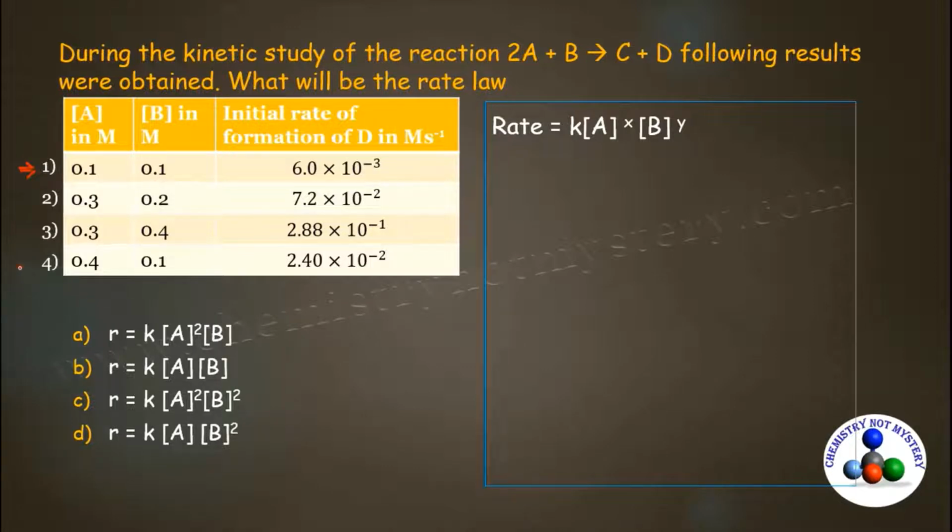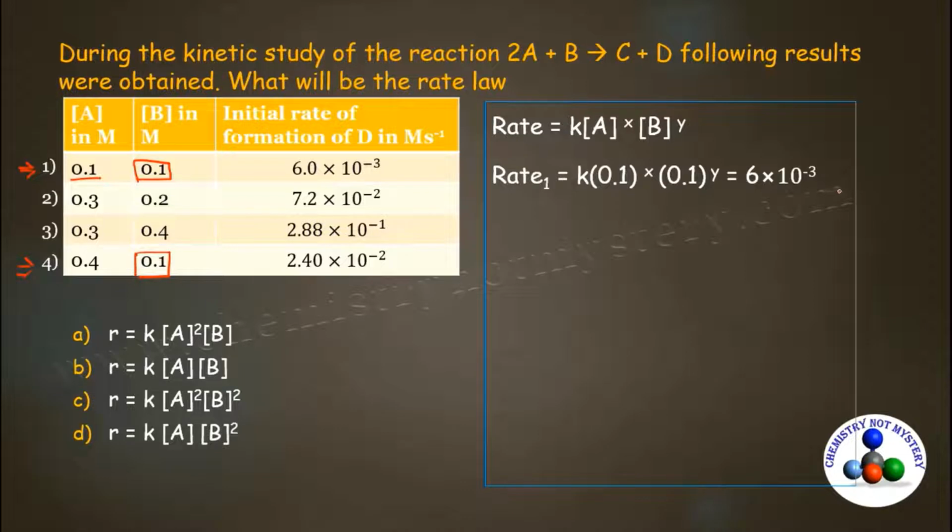So here in the fourth set of reactions, the concentration of B is kept constant while the concentration of A varies. First, write down the rate law for the first set of reactions. So we will get rate 1 equal to k multiplied by the concentration of A, that is 0.1 raised to the power x, multiplied by the concentration of B, that is 0.1 raised to the power y, and it is equal to 6 multiplied by 10 raised to minus 3.